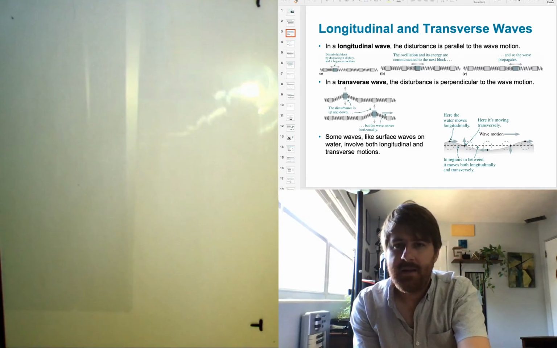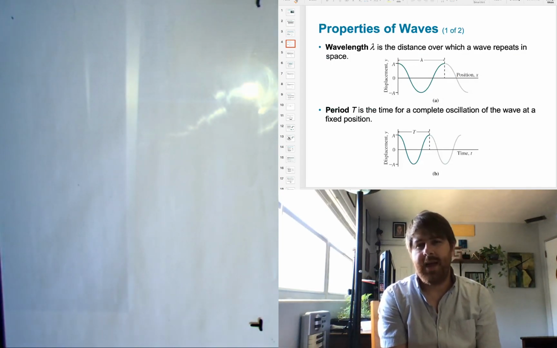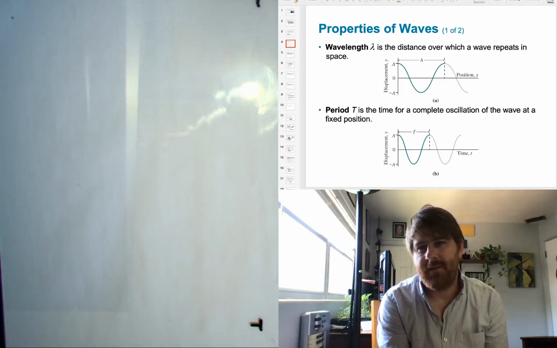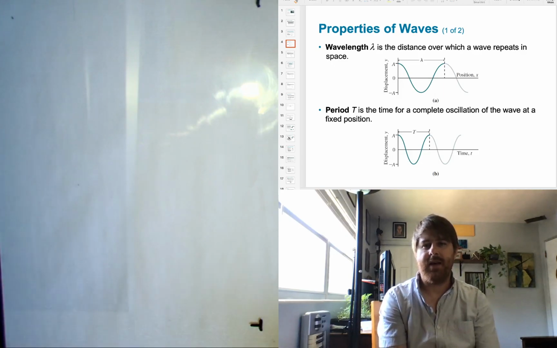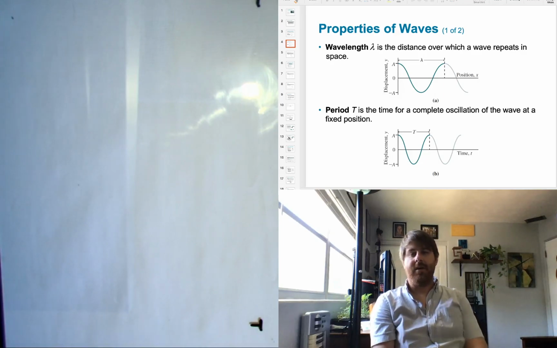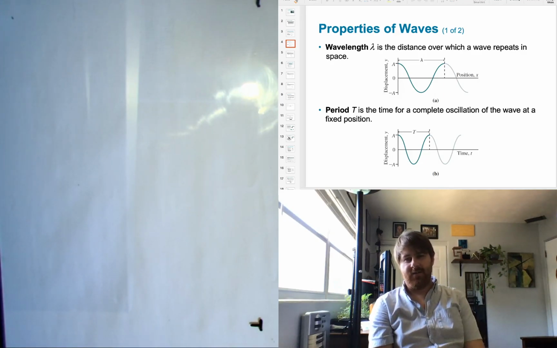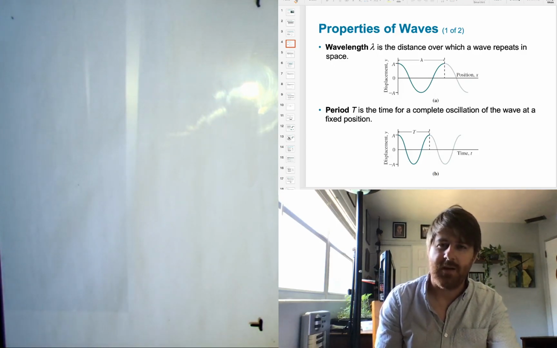Okay, so moving on to some properties of waves. A wave is a function of two independent variables. For a transverse wave, for example, a wave on a guitar string, the height of the string depends on both the position along the string as well as the time that you're making that measurement. So two independent variables. This is unlike most of the things we've been doing in Physics 1.